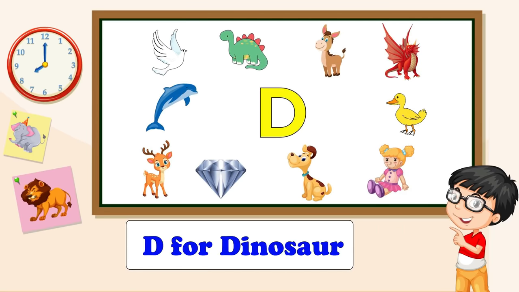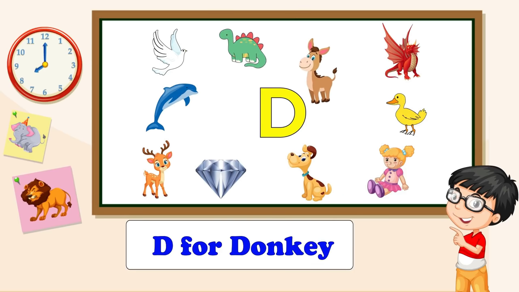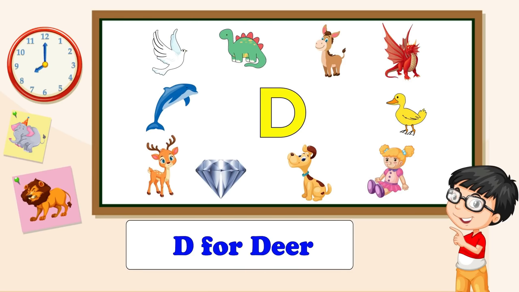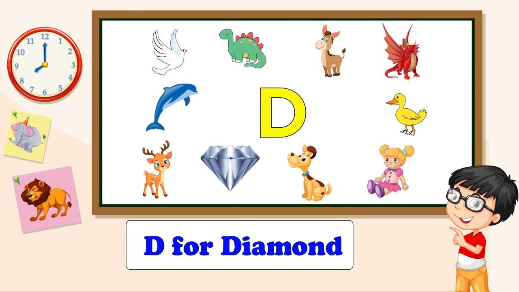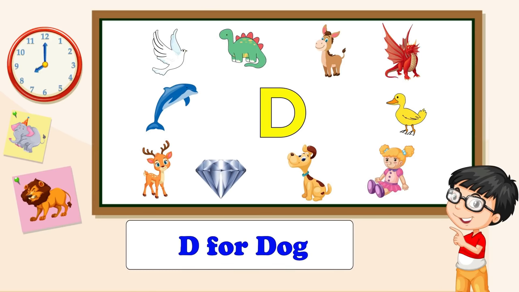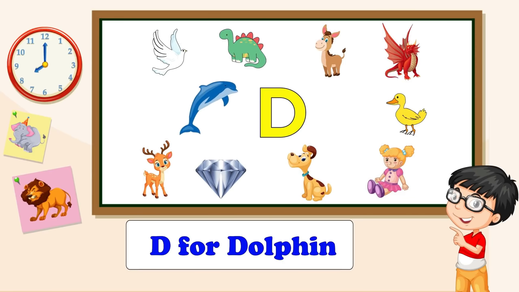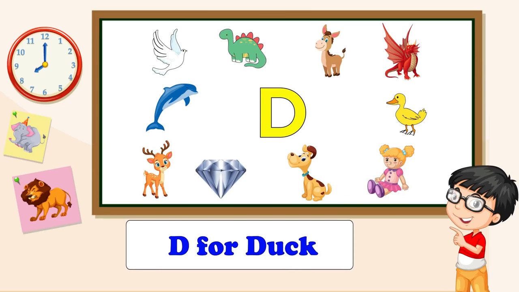D for dove. D for dinosaur. D for donkey. D for dragon. D for deer. D for diamond. D for dog. D for doll. D for dolphin. D for duck.